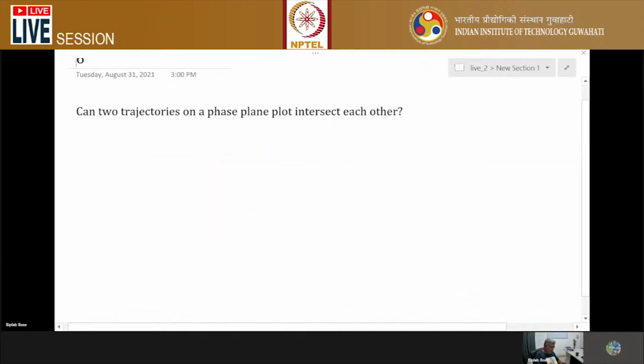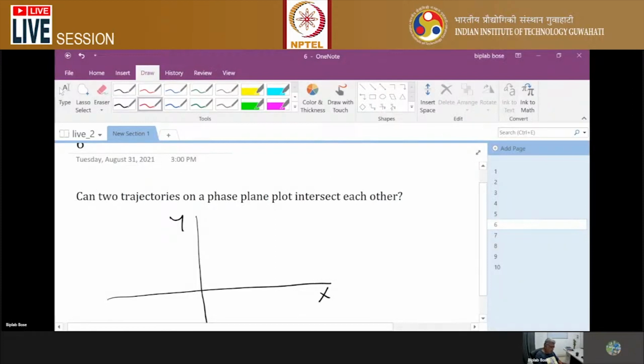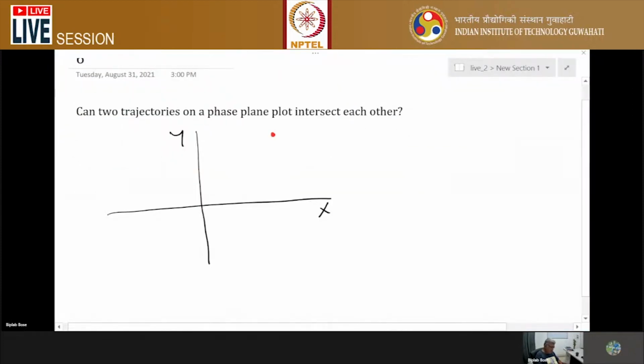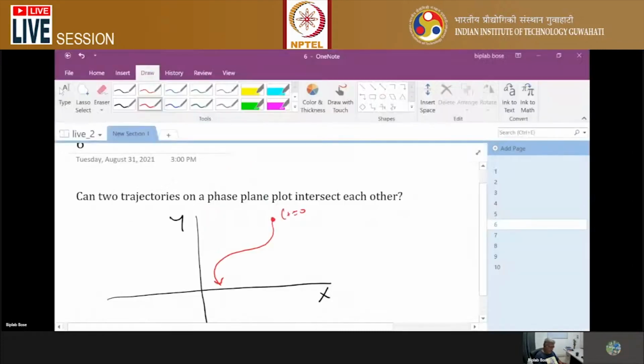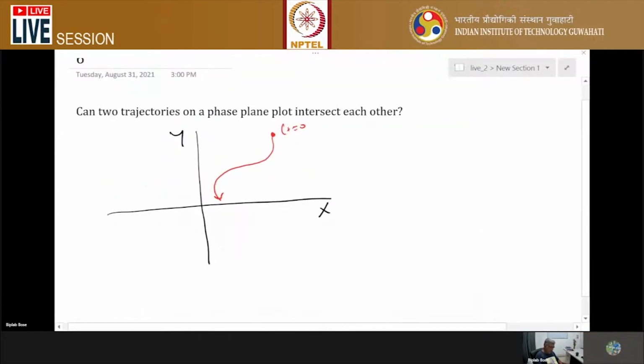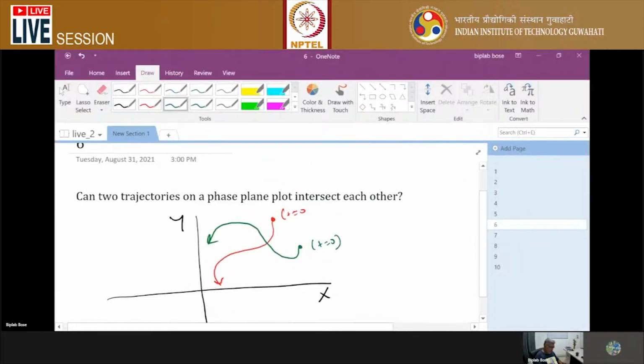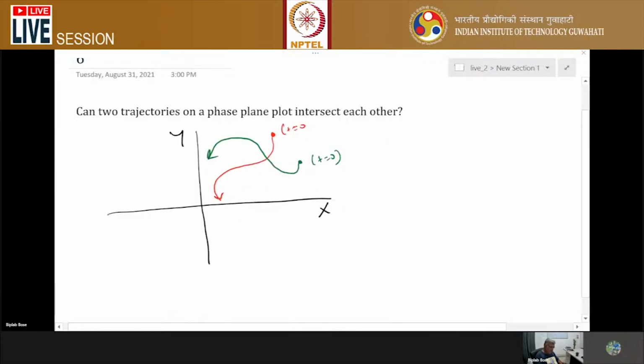Can two trajectories in a phase plane plot intersect with each other? What do I mean by that? Suppose I have a phase plane plot, something like this, x and y. I have started a trajectory from this point at t equal to 0, and my mathematics says that it will go like this with time. Whereas, suppose I start with another position here at t equal to 0, and that trajectory goes like this. So I have two trajectories and they are intersecting here.